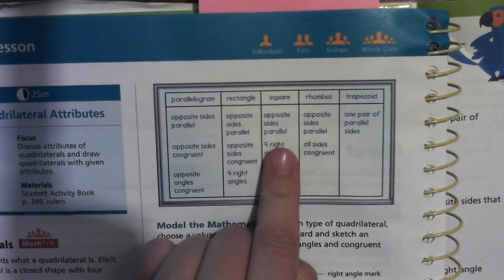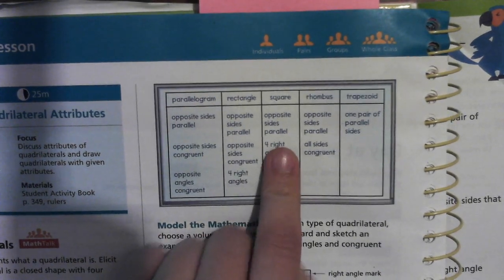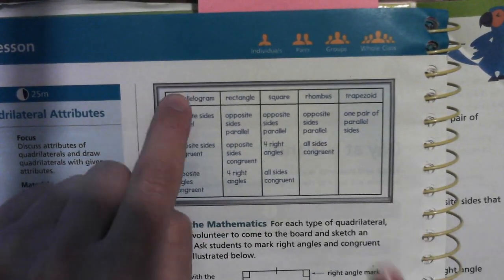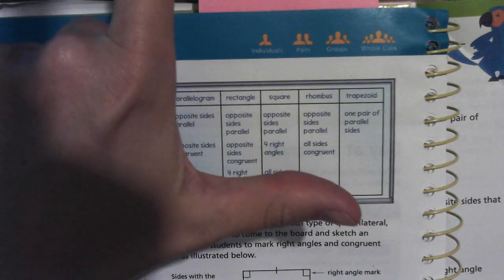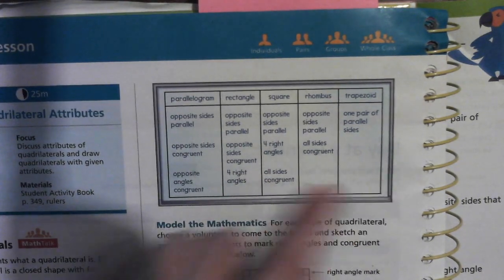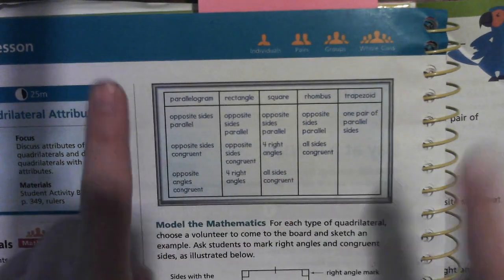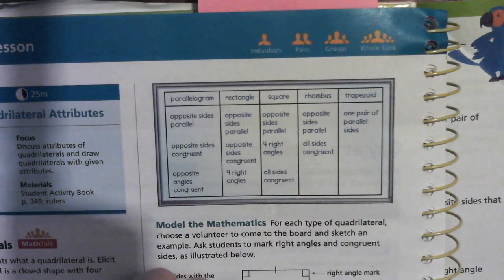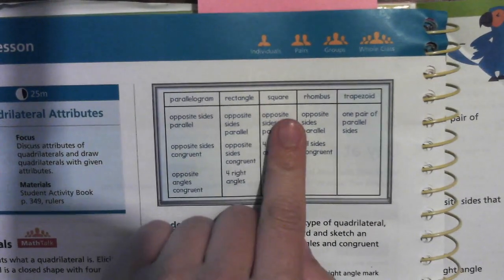Next we have a square. A square has opposite sides that are parallel, 4 right angles, right means 90 degrees or a perfect L, and all of the sides are equal. So this is not a square because the opposite sides are congruent, but all the sides are not. You probably know what a square is.